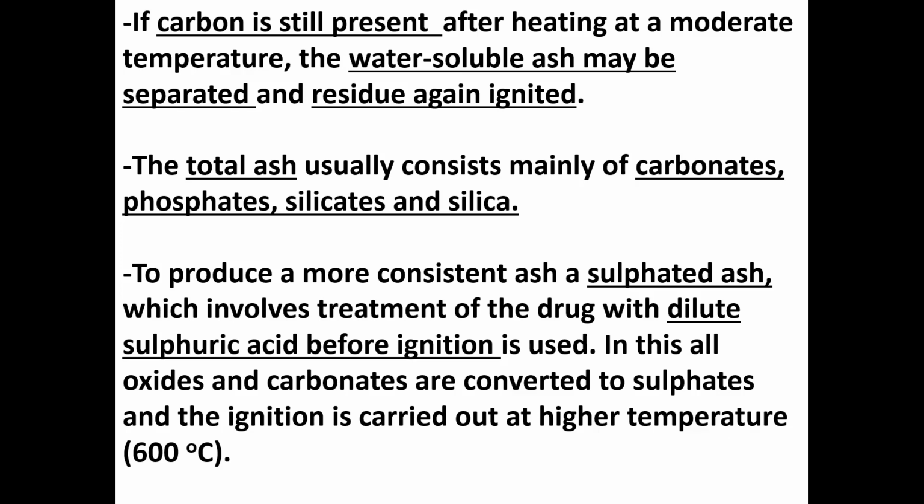More consistent ash can be obtained. It's called sulfated ash. In this case, we treat the drug with dilute sulfuric acid before ignition. This way all the oxides will be converted into sulfates, which are not volatile, and we can make ignition at 600 degrees centigrade. This is called sulfated ash.